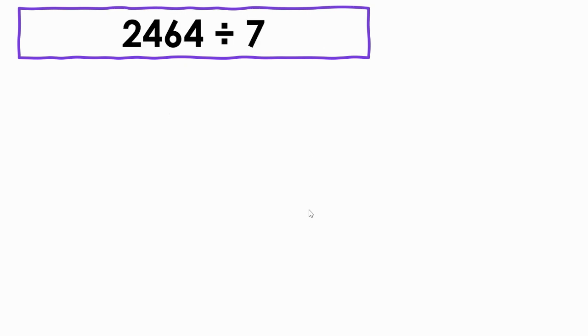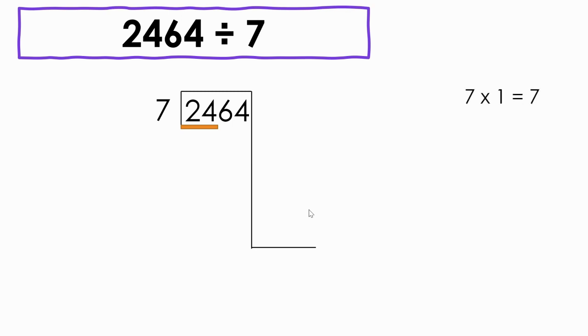All right, now we have 2,464 divided by 7. Let's set up our partial quotient strategy. 2,464 goes on the inside, 7 goes on the outside. Remember, we start by using our biggest place value, which is the thousands place. So we have a 2 in the thousands place. But if we think of our multiples of 7, we know that 7 times 1 is already 7. It's too big. So we're going to instead look at the hundreds. In our whole number, we have 24 hundreds. So we're going to list our multiples of 7 so we get close to 24 without going over.